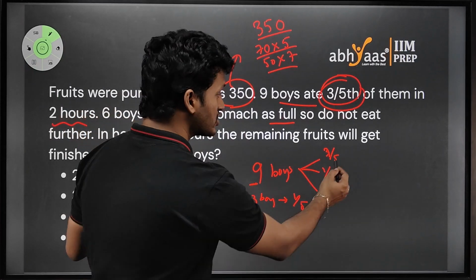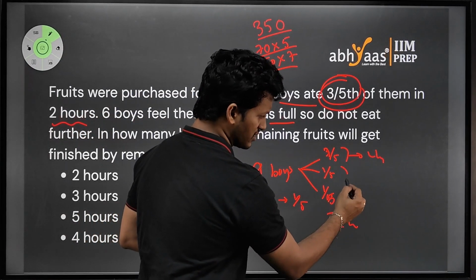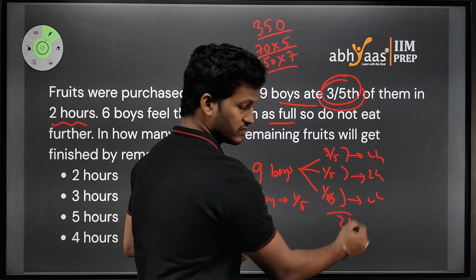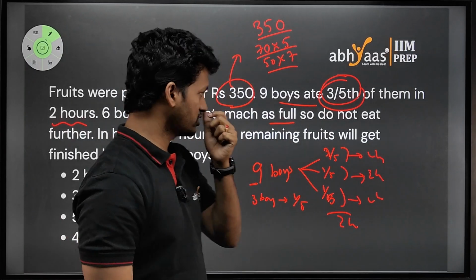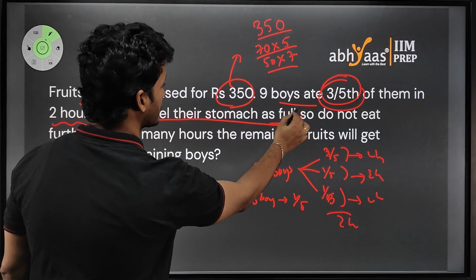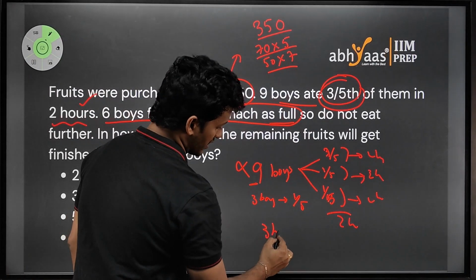Now each was done in 2 hours only, because everything is done in 2 hours, meaning each 3 boys consumed only 2 hours and 2 hours, right? In 2 hours, 3 boys can eat 1/5 of the portion. That's given. 6 boys feel their stomach as full. Now 6 boys are done with their food. That means only 3 boys are left.